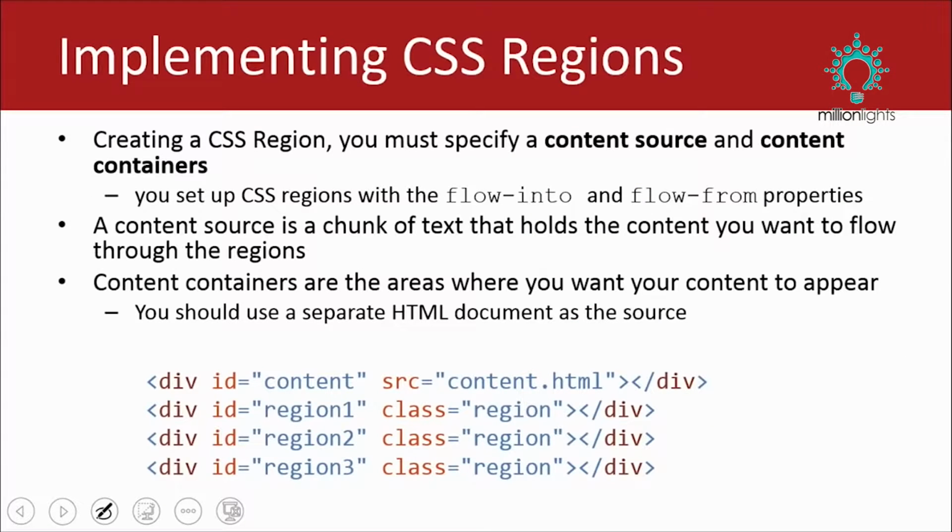All right, so you can implement CSS regions by using the flow-into and flow-from properties. Before you can do that, though, you have to specify a content source and then also content containers. So, here, if you take a look at the code example down below, a content source is actually going to be a separate HTML file. And this can be kind of confusing, so I'll show you what I mean by that in a demo. But we're actually going to pull content directly from another HTML file into this one. And from there, we're going to put it into each of these different regions, right?